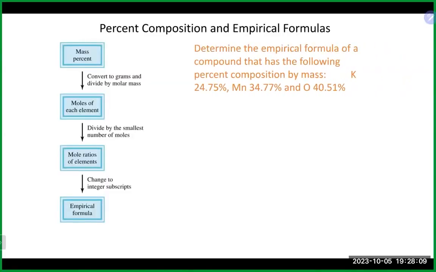All right, so once you try this, determine the empirical formula of this compound that's been found to have 24.75% potassium. It's all by itself up there on top, 34.77% Mn, and 40.51% oxygen. Let me give you some of these numbers that might be helpful. So potassium is 39.10. Mn is, I think it's 54.94. Getting old, I can barely read that periodic table, but I think it says that, I hope. And oxygen is 16 here.